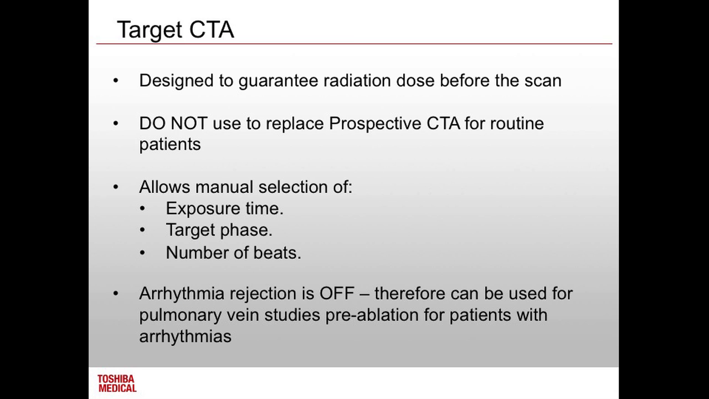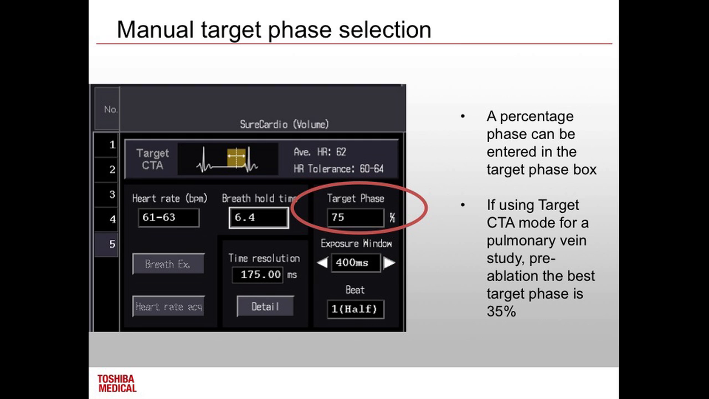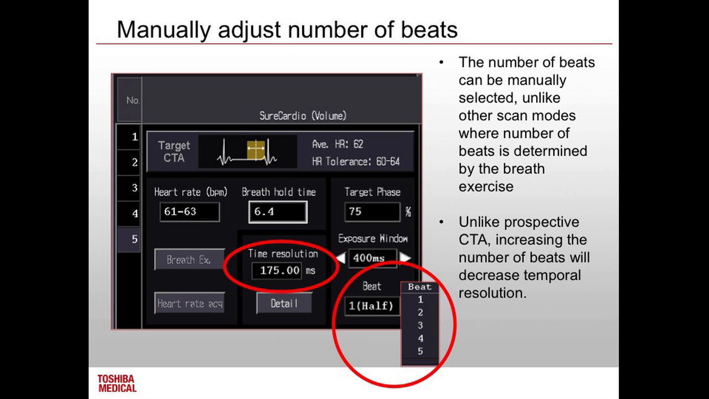There you go. So it does not replace prospective CTCA. That's just that target, back to that target CTCA stuff again. The arrhythmia rejection is off, so that is important. If you're going to do a targeted CTCA, this is what you do. You'd have to set all this stuff manually, give yourself a window, and it's not something you do until you're really feeling comfortable with cardiac, because you have to choose the phase, the number of beats, potentially. Anyway, this is a fairly confusing flowchart, but I get it.